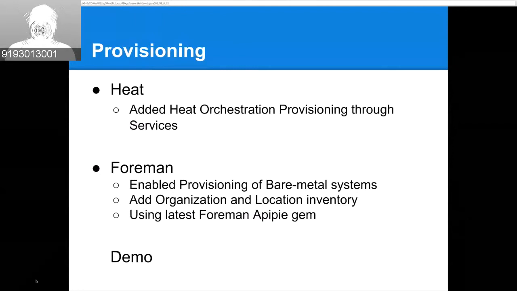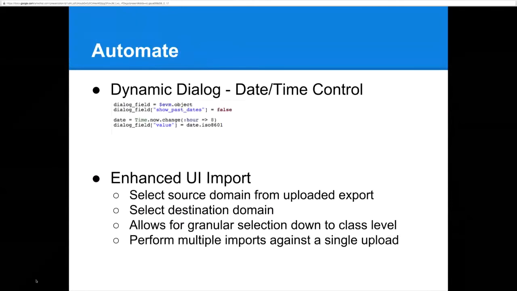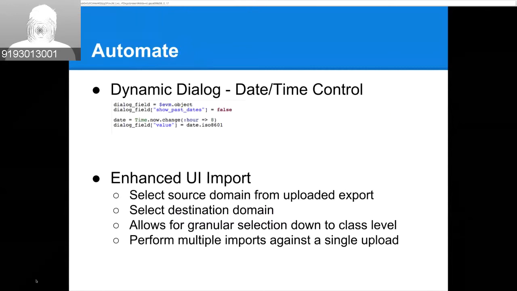Cool. So next slide. Jumping over to Automate, this sprint we got in date/time control as a dynamic field type. Just a little example of values you can set there, being able to show past dates. In this one, I took the current date and time and set the hour to like 8 in the morning. It deals with the time zone values and then is passed as UTC to Automate on the back end. So we paid a lot of attention to make sure we got the time zone values right with those.